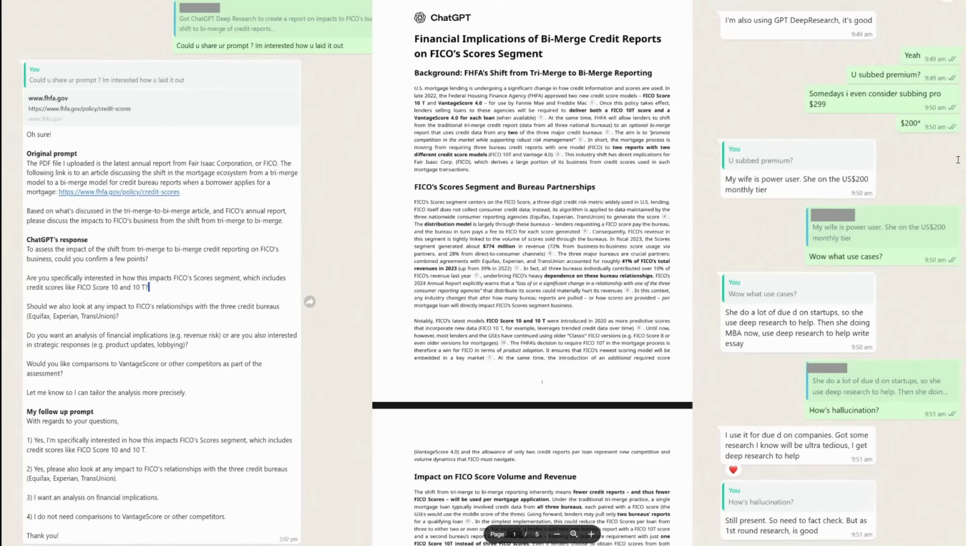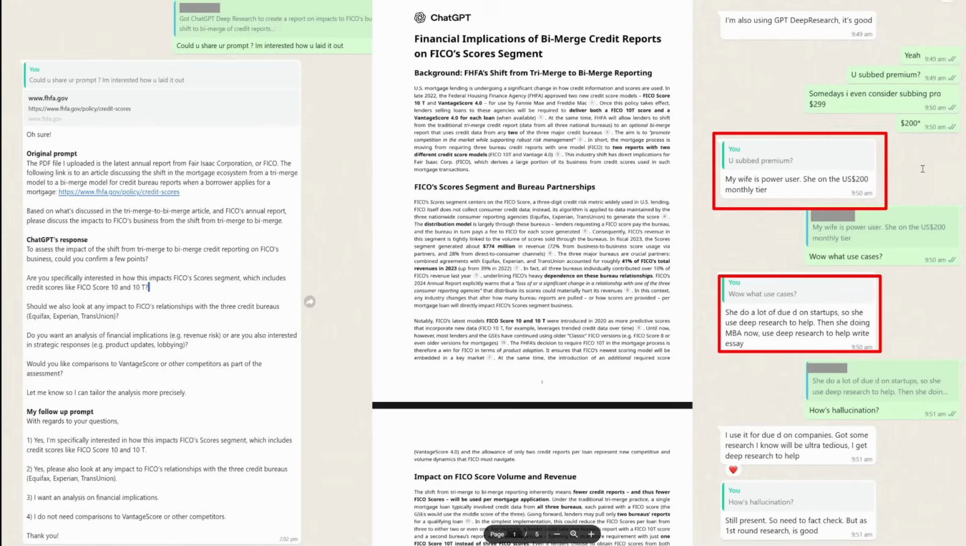And this is another conversation I had with the same friend where I was super curious about his wife, who's also a power user with deep research. And apparently she does a lot of due diligence on startups. She's probably like one of those VC investors or something like that. I never asked. But she uses this feature to do due diligence and research, and it saves her a ton of time.